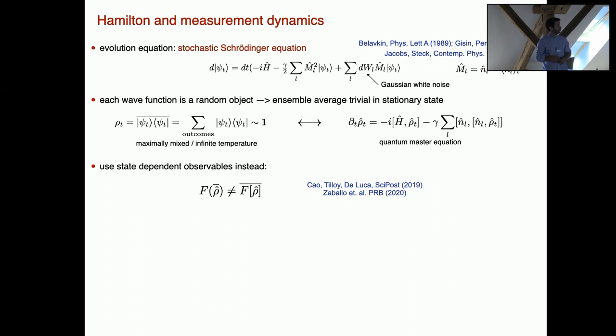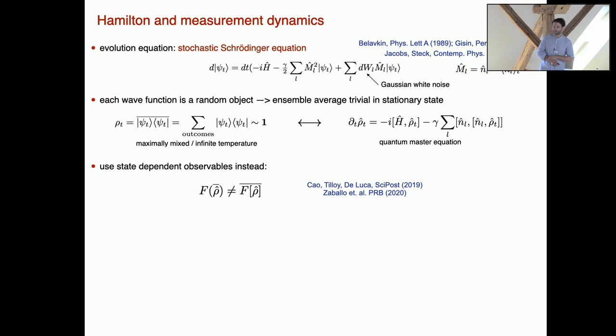As we've already seen, the wave function is then a random object. In fact, if you average over all the measurement outcomes, or in our case over the stochastic noise, then the state looks really like a unit matrix, like an infinite temperature state. That's also easily seen by mapping this problem to an associated Lindblad equation, just averaging over the stochastic noise, or over the proxies for the measurement outcomes.